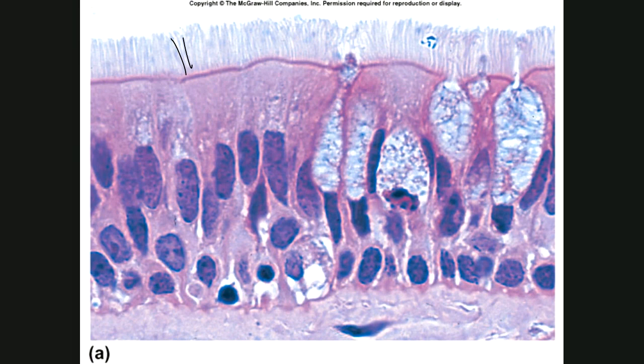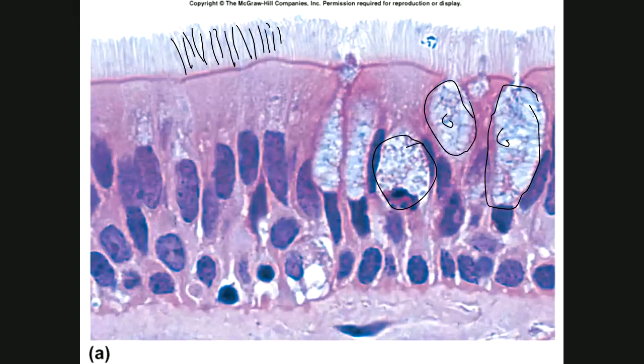And just like all columnar tissues, we can have goblet cells. So that's a goblet cell. That's a goblet. And remember, goblet cells make mucus. And so that mucus winds up at the top. And what happens is these cilia, which can move, move the mucus in a particular direction. So the mucus gets moved along by these cilia.